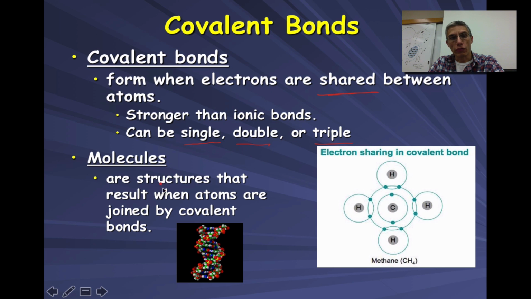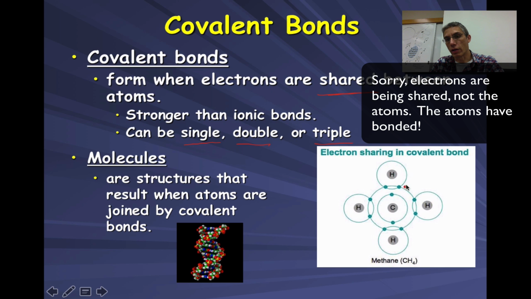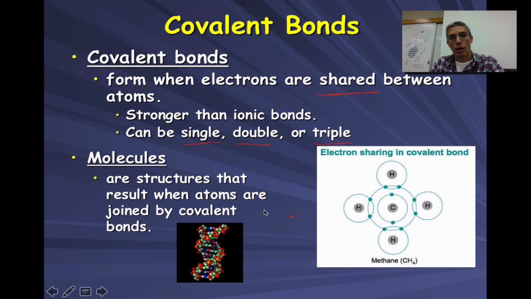Now, molecules are structures that result when atoms are joined by covalent bonds. So whenever you use this type of bonding process, you can use the term molecules. Over here you can see we have the compound called methane, and it has one carbon and four hydrogens. What's happening is the one electron on each hydrogen is being shared with that carbon atom in the middle. So sharing is occurring between these four hydrogens and that carbon in the center. Another example of a molecule that has covalent bonds within its structure is the DNA molecule that you see down here towards the bottom.